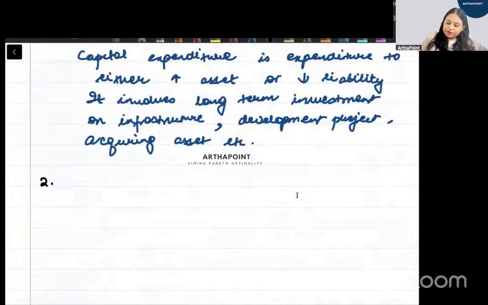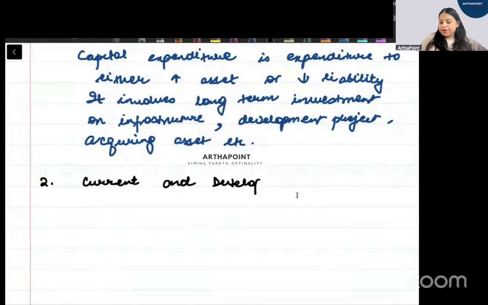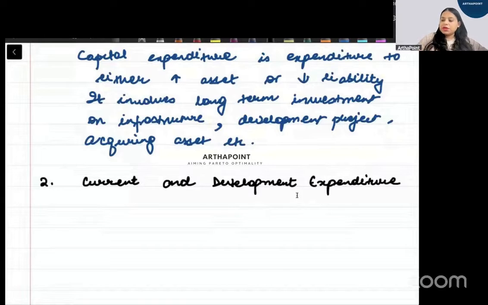The second one that we have is current and development expenditure. Current, as the word suggests, is something which is recurring in nature. It keeps happening, right? Like salary, subsidies, maintenance cost. Development expenditure is a one-time expenditure on some project which helps to enhance economic growth. Anything which is helping us grow and develop the economy, that is development expenditure.